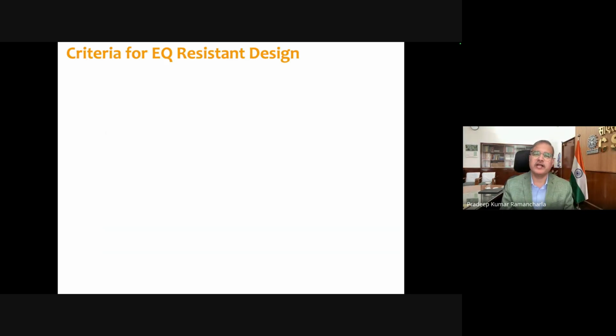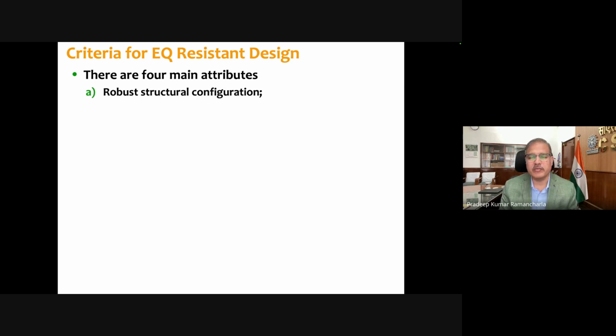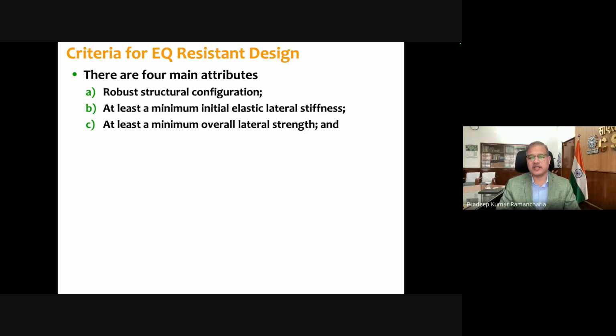Now coming to the criteria of earthquake resistant design. There are 4 main attributes for earthquake resistant design. So what are the 4 things? First one is that a robust structural configuration is needed. Second is at least a minimum initial elastic lateral stiffness, that is the K value. Then the third one is overall strength.